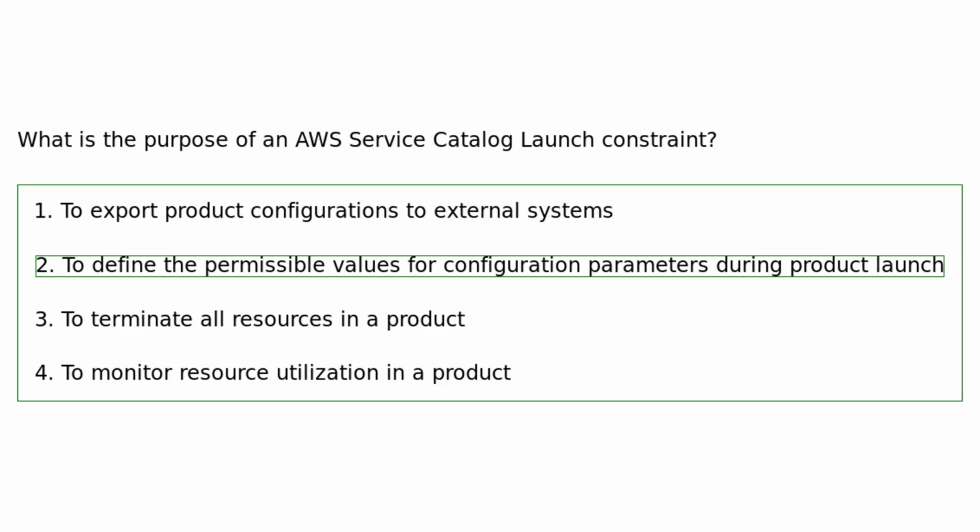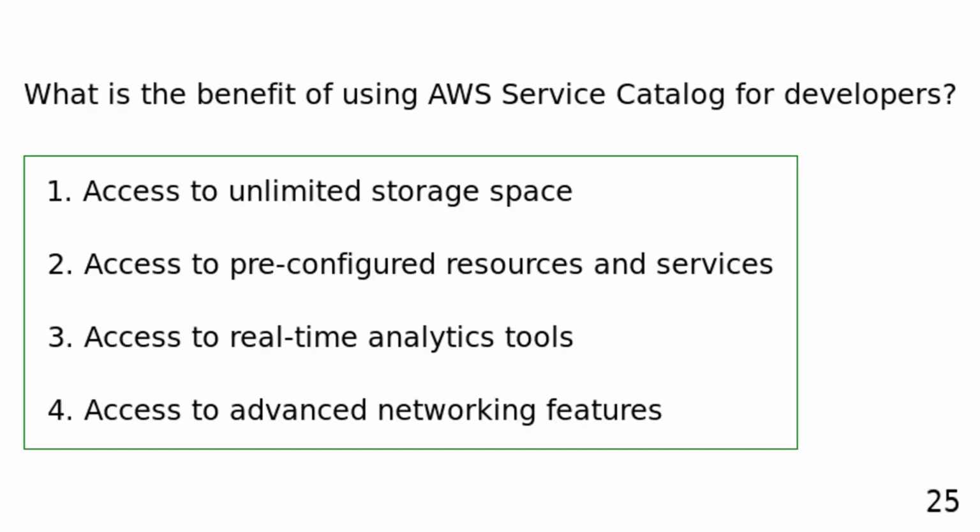An AWS Service Catalog launch constraint is used to define the permissible values for configuration parameters during the launch of a product, ensuring that only valid settings are selected. What is the benefit of using AWS Service Catalog for developers?